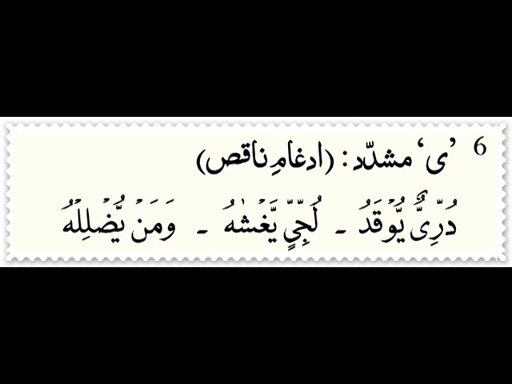Now we move on to the sixth type of letters that have to be prolonged. In the same lesson of idgham naqis, we learned that there are two letters, waw and ya, which have to be prolonged whenever they are preceded by a noon sakin or noon tanween. In the first example here, we have a noon tanween which is followed by a ya. Hence, we have to prolong the noon tanween. So we will read it as durriyun yuqadu.